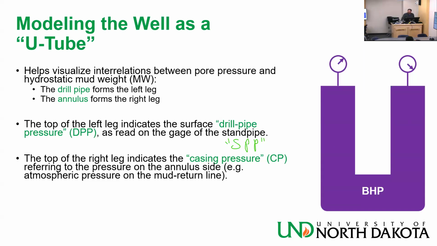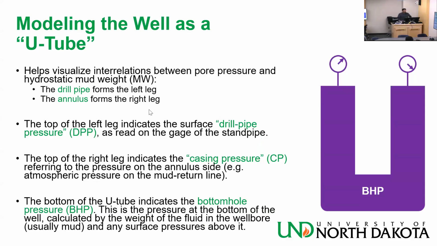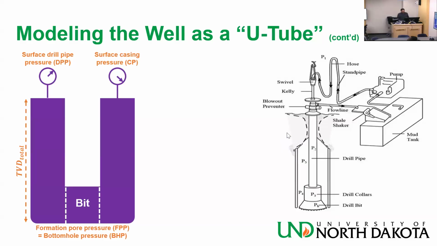The first reference I have for the U-tube model was a 1978 book called, what was it? Well control something, petroleum well control something. Anyway, the bottom of the U-tube indicates the bottom hole pressure. And this is the pressure at the bottom of the well calculated by the weight of the fluid in the wellbore and any surface pressure above it. Okay. So this is the system, the circulation system that we saw before.